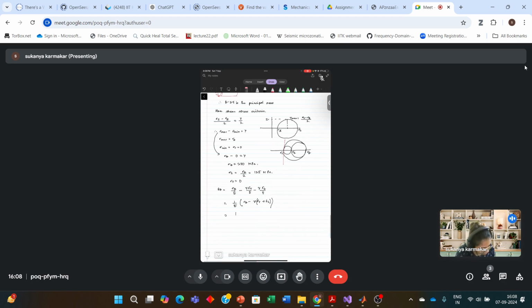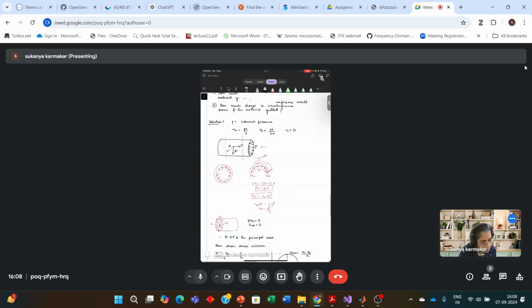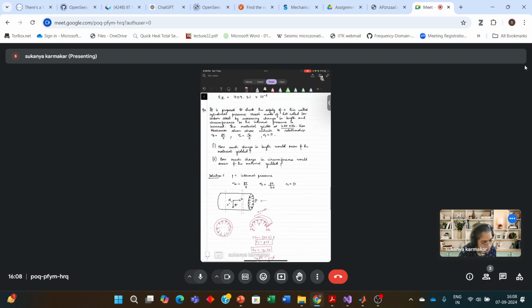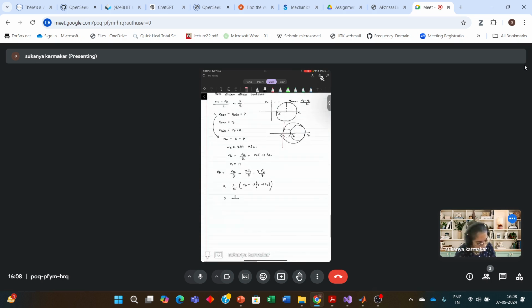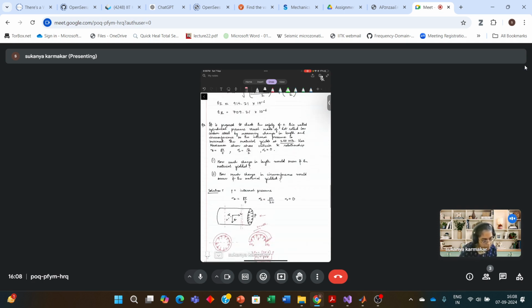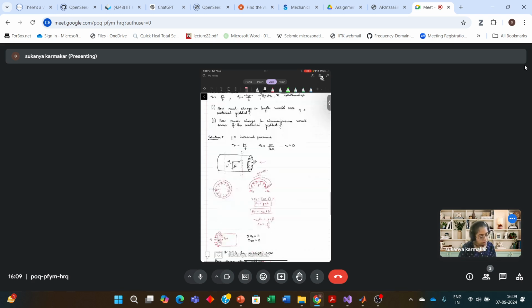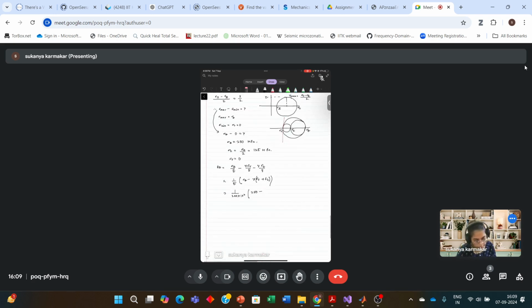E is given in the question to be... Is E given? E is not given. So let's take E to be 200 GPa. So E is 200 into 10 to the power 3 MPa. Sigma theta is 250 MPa. Is Poisson's ratio given? Poisson's ratio is also not given. It should be given. Let's take nu to be equal to 0.3.